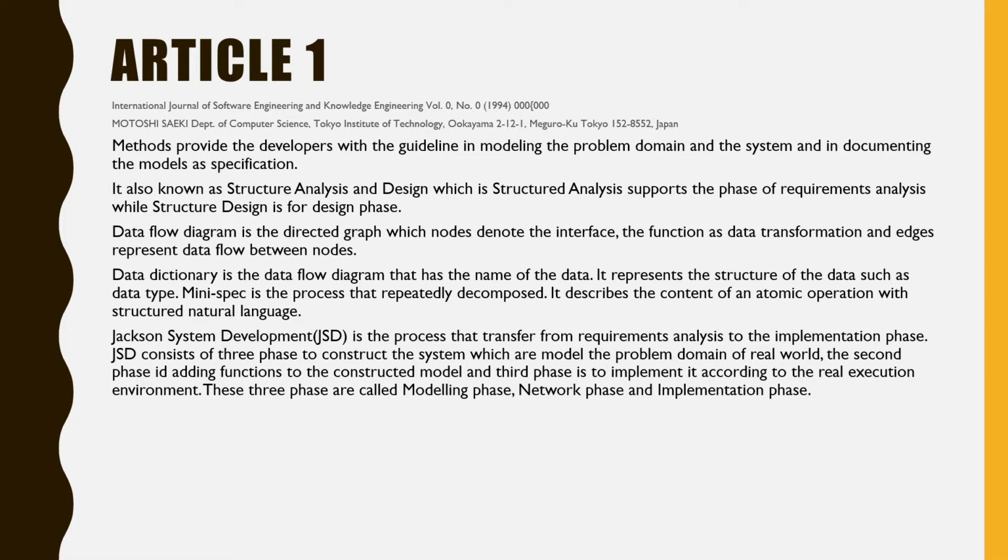System Development Method or JSD is a process that transfers from requirement analysis to the implementation phase. JSD phase involves three steps: construct the system, which is to model the problem of the real world, add function to the constructed model, and implement it according to the real execution environment.